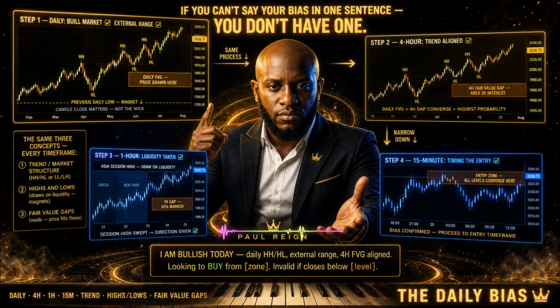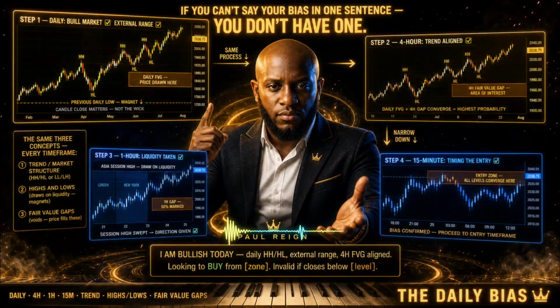Daily trend, zoom out first, bull or bear. Higher highs and higher lows, external, follow the trade. Previous daily low is the magnet, sweep before continuing. Fair value gap on the daily, price is drawn into the gap. 4 hour, same structure, same draw, confirm. 1 hour gap, session liquidity: Asia, London, New York. Work top down, daily to 15, same tree every time. Trending highs and lows and fair value gaps, that's the paradigm.